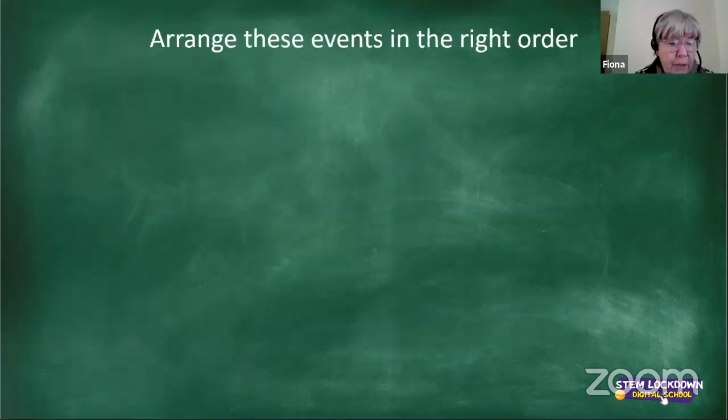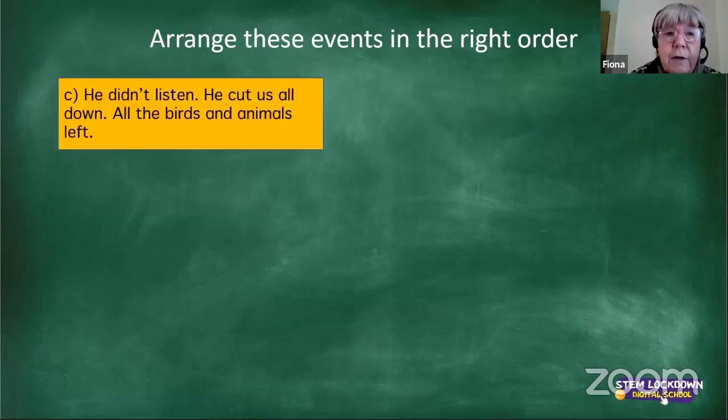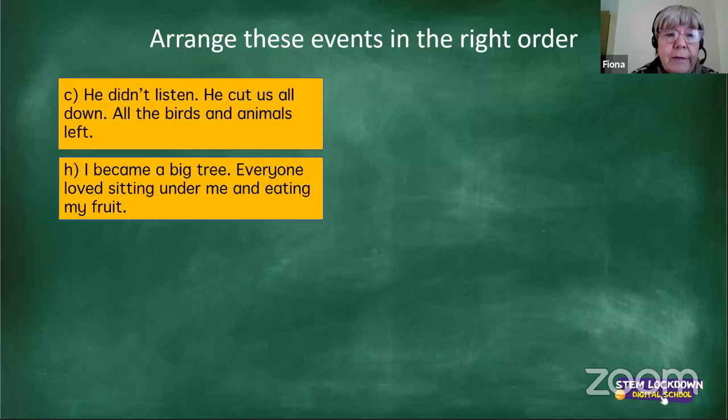Now, just to make sure that you listened carefully, I'd like you to arrange the following events in the right order. This is the plot of the recount. A recount is like a story, but it's got a plot. So let's read them together first. You read out loud with me. Number C, he didn't listen. He cut us all down. All the birds and animals left. Number H, I became a big tree. Everyone loved sitting under me and eating my fruit.